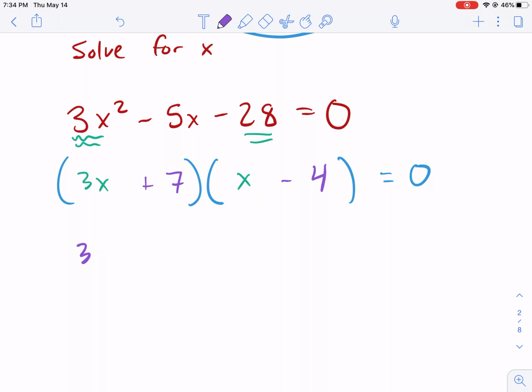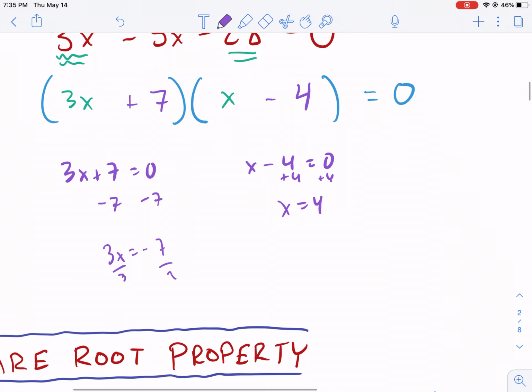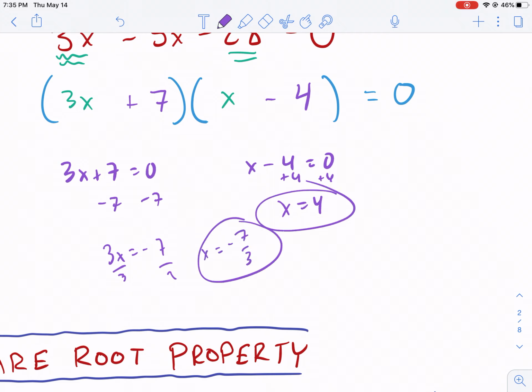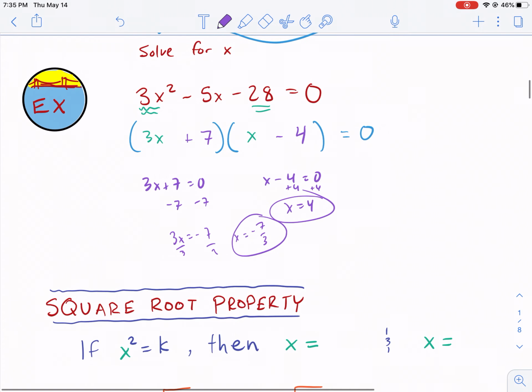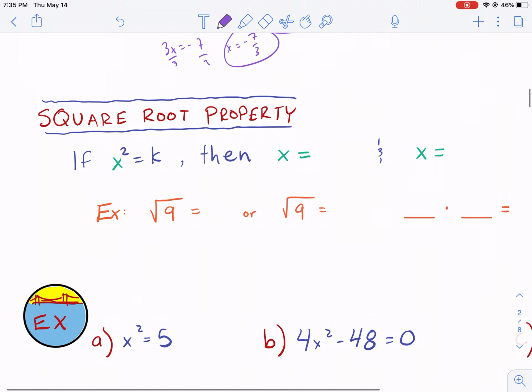That's beside the point. We set 3x plus 7 equal to 0. We set x minus 4 equal to 0, and we solve these two separate problems. We should get x equals 4 after we add 4 to both sides. We should get 3x equals negative 7. Divide by 3. Negative 7 over 3. So we have two answers, and there they are. And that is the basis of the zero factor property.